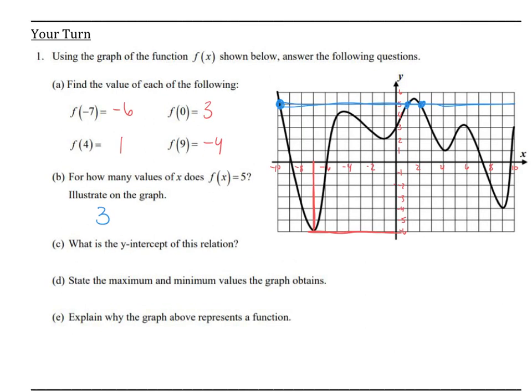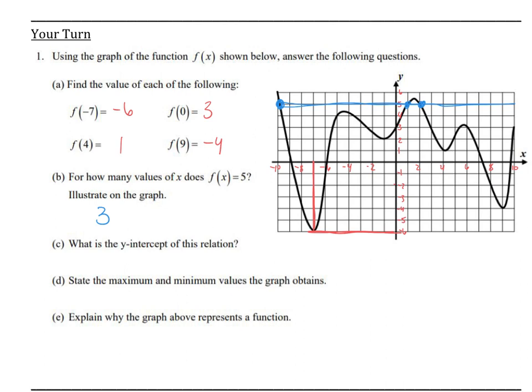All right, so for part A, you should see those answers. Go ahead and check those out. I also labeled the graph to help myself out a little bit with the numbers, so I didn't have to count every time. So f of -7, I went to -7 on the graph, and I saw that was at -6 for my y value. f of 4 is equal to 1. f of 0 is equal to 3, and f of 9 is equal to -4. So go ahead and check those and see if you did those correctly.